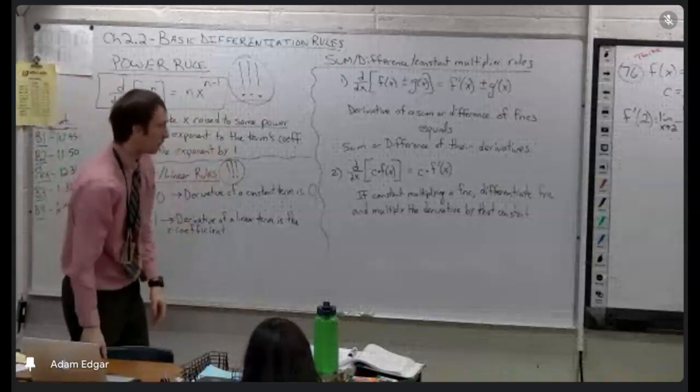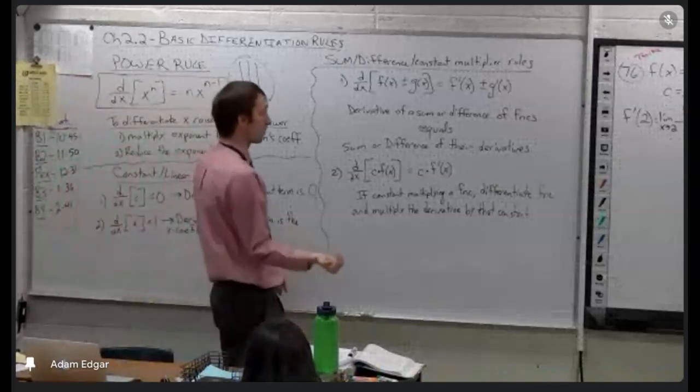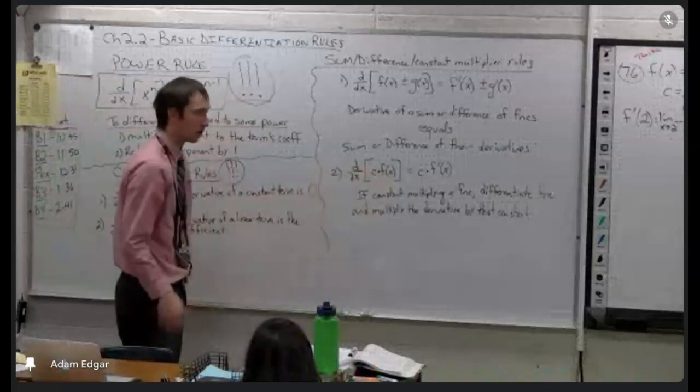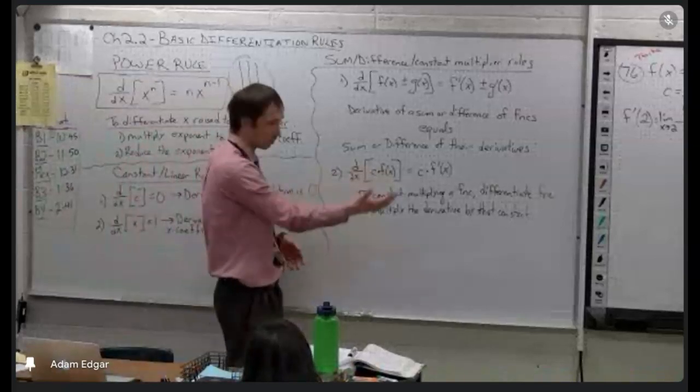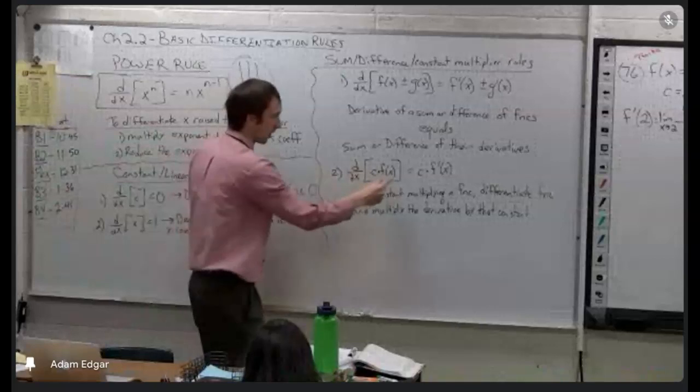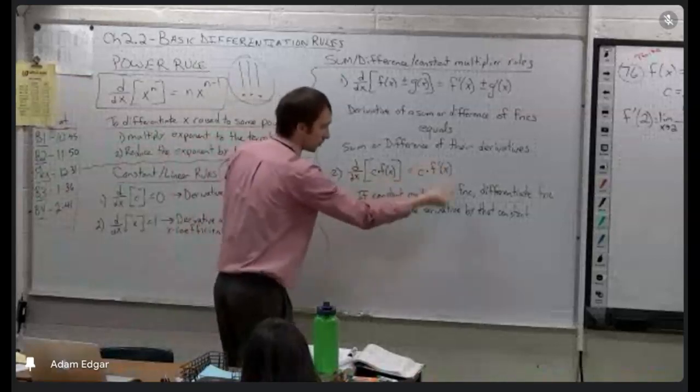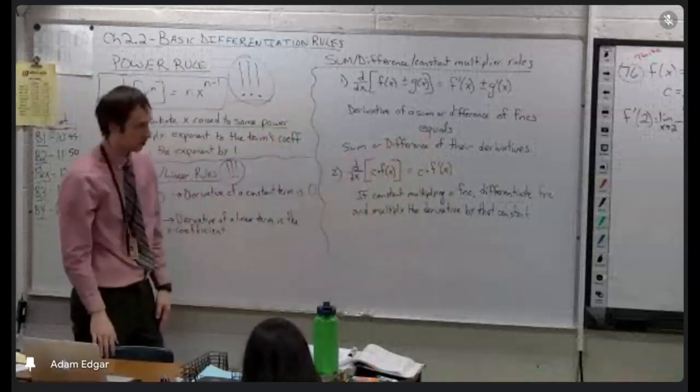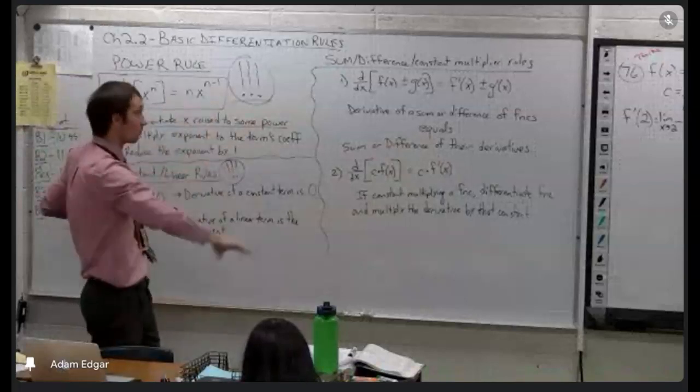And if you have some function getting multiplied by a constant, you don't need to figure out, hey, what if I distribute through the constant? Just differentiate the function itself and then multiply that by the constant, and you're good. So that's your basic differentiation rules.